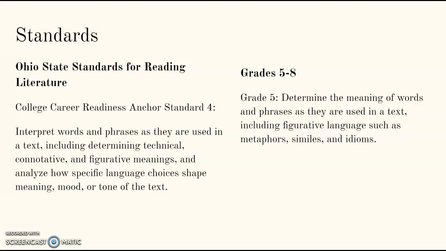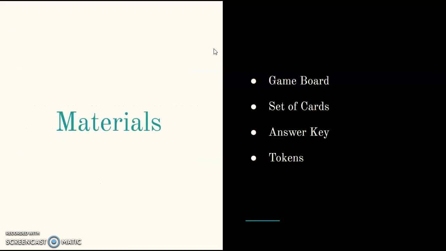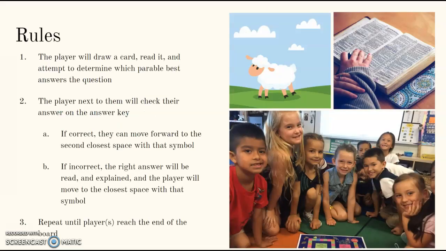So for grade 5, they will determine the meaning of words and phrases as they are used in the text, including figurative language, such as metaphors, similes, and idioms. And this is going to look a lot like understanding the extended metaphors that are used in the parables of the Gospels. The materials needed will be the game board, a set of cards, the answer key, and the tokens. And of course, there will be other materials used for the lesson, such as Bibles, to read from. But exclusively for the game, these are the materials that will be used.